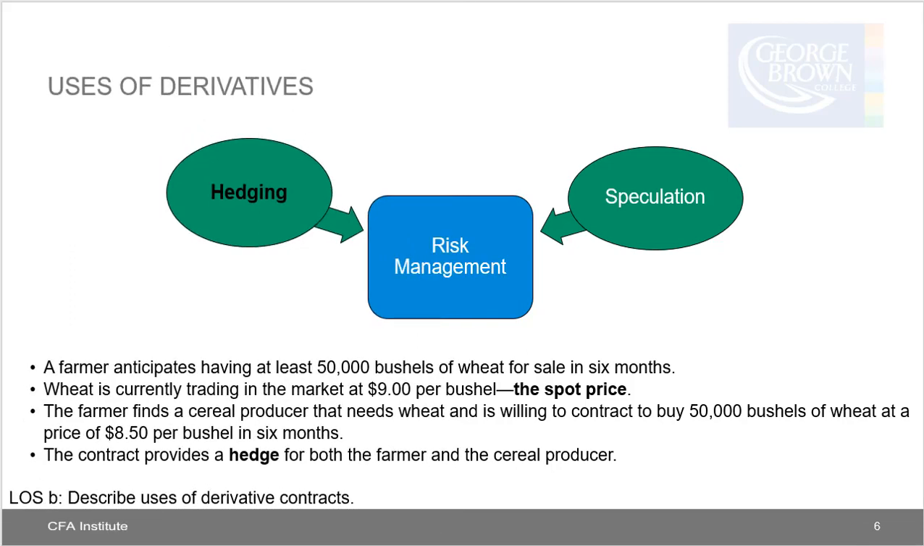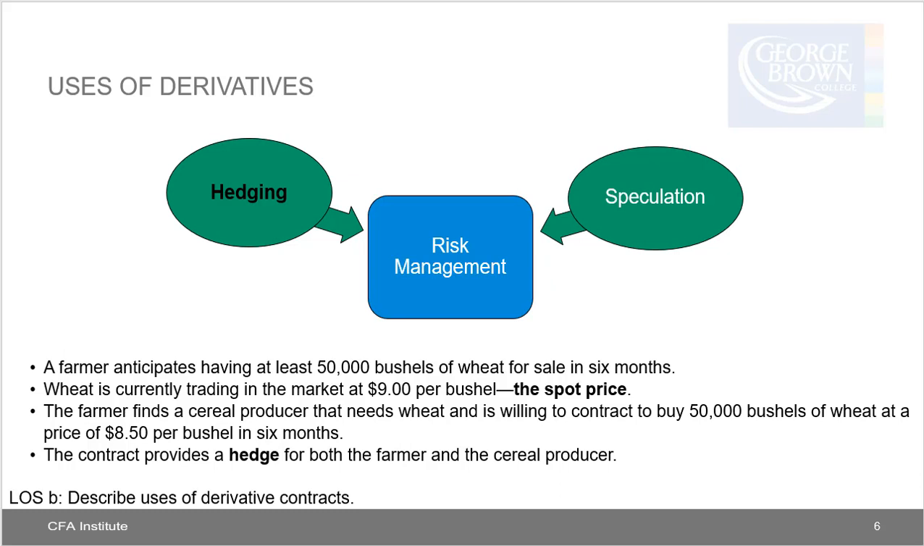Learning outcome statement B is describe uses of derivative contracts. So in this slide, we're looking at the use of a derivative contract to provide a hedge. And a hedge is an action that reduces uncertainty or risk, okay? So in this example, a farmer anticipates having at least 50,000 bushels of wheat for sale in 6 months. Wheat is currently trading in the market at $9 per bushel. That's the spot price. The spot price is the current price.